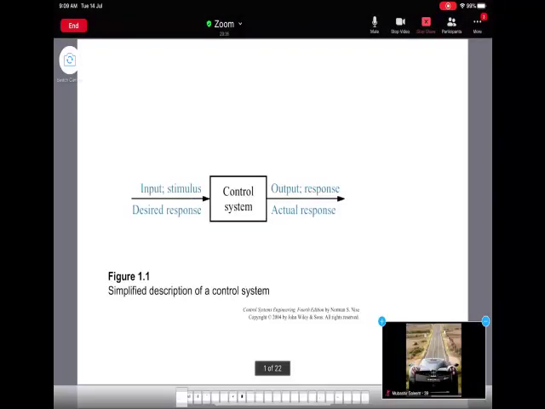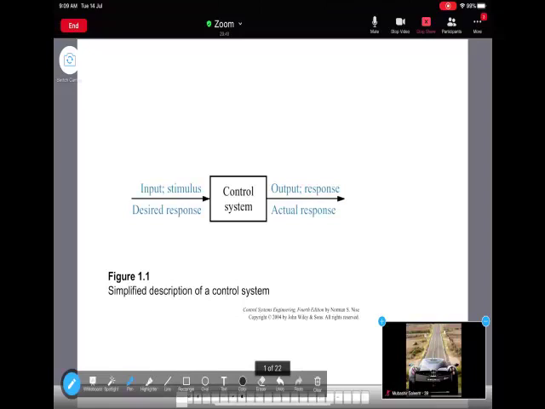Okay, so this is how a control system is defined. Actually, you have an input or a stimulus, and please note that the input or the stimulus is also the desired response, right? This is very important because when I talked about the human body and temperature regulation, I told you that the temperature has to remain within some limits, right?